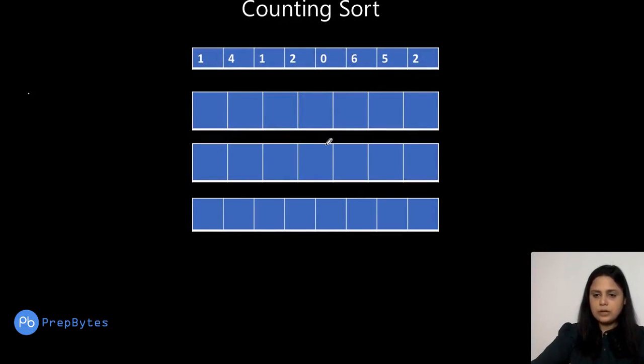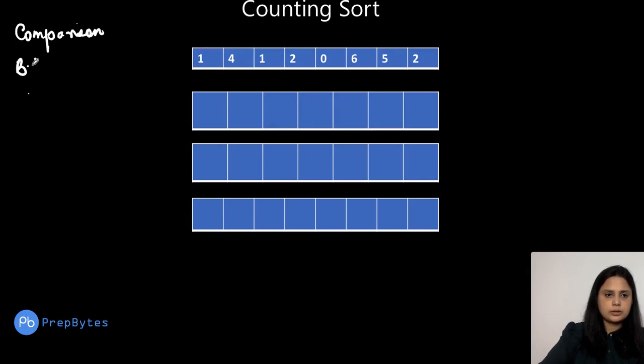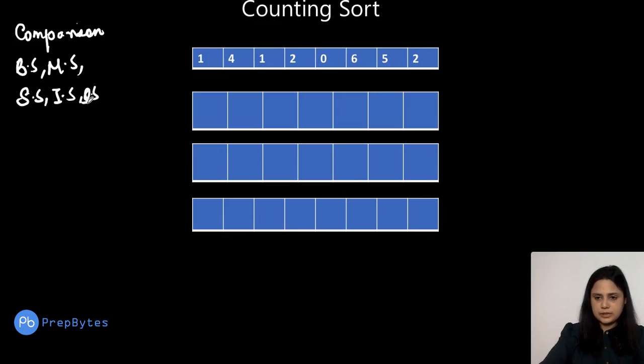Now let's talk about counting sort. So till now, all the sorting algorithms that we saw were comparison based algorithms, right? Bubble sort, merge sort, selection sort, insertion sort, quick sort. All of these were comparison based algorithms, which means we compared two elements and based on them we sorted the array. Also, the best time complexity that we could achieve in the worst case scenario was O of n log n.